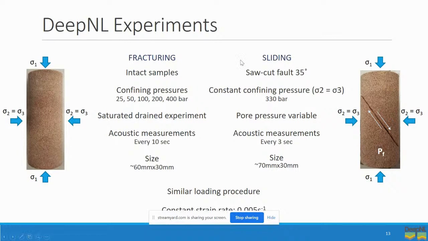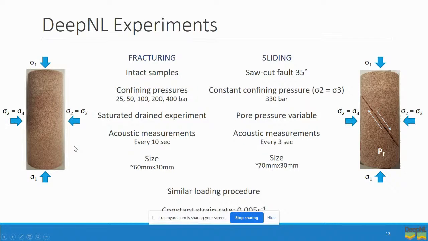Today I will first show you a couple of slides of the experiments where we fracture intact samples, and afterwards I will show a couple of slides with data where we reactivate the pre-existing fault, so we reslide along this fault, and then measure the acoustic properties of the material. So first of all, we do the intact samples.